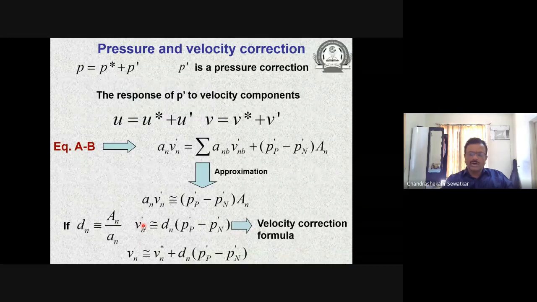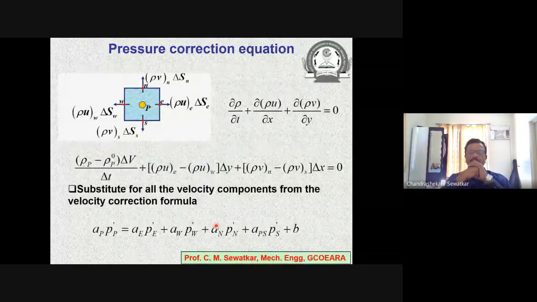We now know that the velocity correction requires pressure correction. Now, how to do the pressure correction? That is the issue. How to calculate the pressure? How much correction shall we do? That can be done with the help of the continuity equation. We will be talking about the continuity equation now. Here comes the role of the continuity equation.